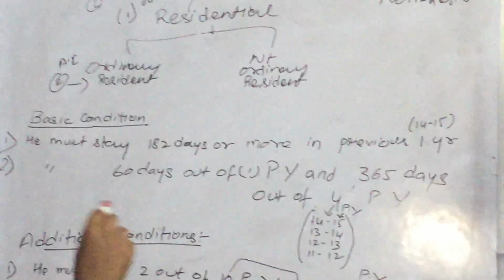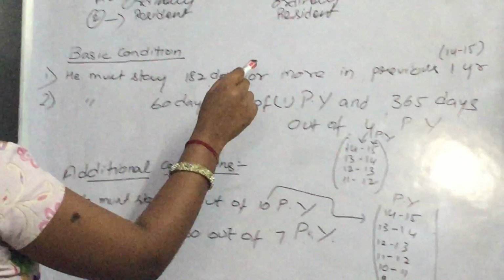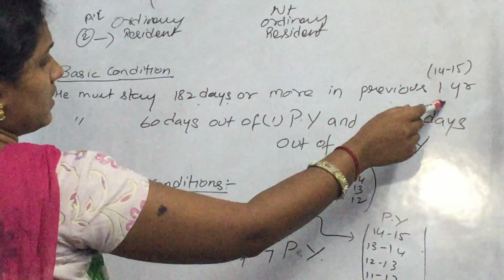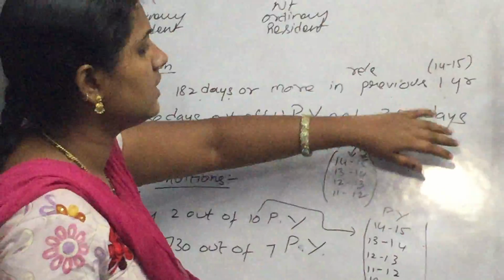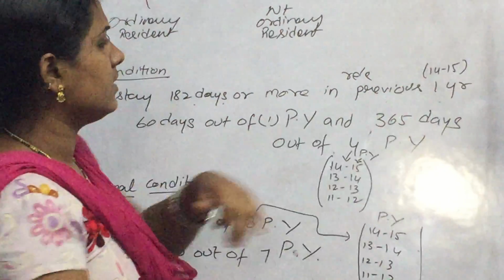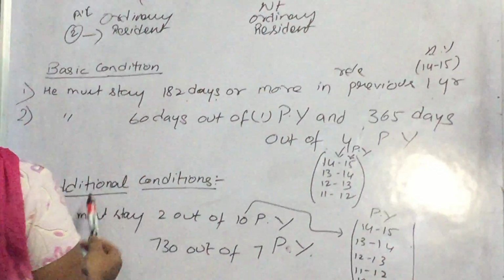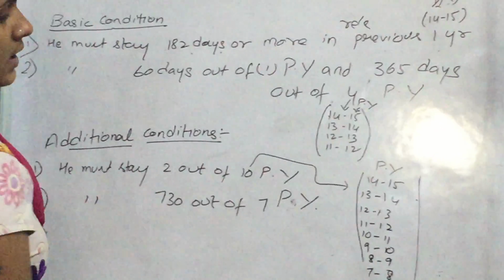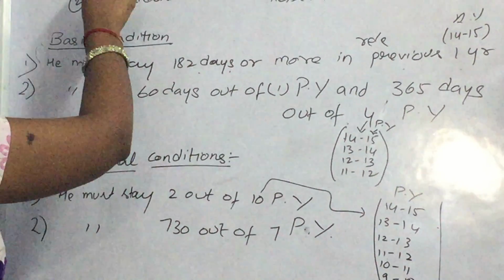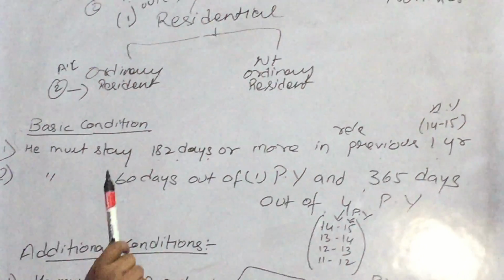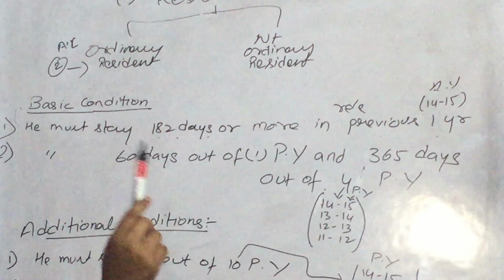The first basic condition is that the individual must stay 182 days or more in the relevant previous year. What is the previous year here? 14 to 15 is the previous year. Yes, this is the first basic condition. So you should satisfy at least 182 days or more in the last previous year. If you satisfy it, then you become a resident of India.